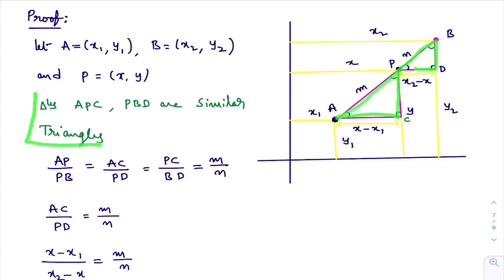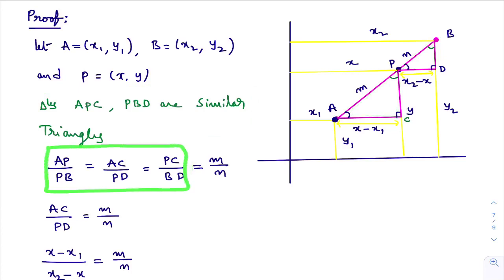That is what I have written. We know that in similar triangles, corresponding sides are proportional. You observe this part only. In similar triangles, corresponding sides are proportional. You observe the triangle APC. In this triangle, you observe AP, and in this triangle, you observe PB. In these two triangles, these two sides are proportional. That is what I have written. This you learn in SSLC. In similar triangles, corresponding sides are proportional.